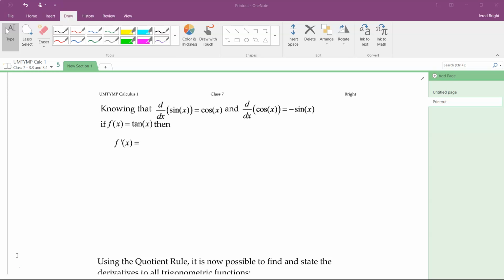For tangent, yes, we can use the limit definition and go through some more pain and agony, or I can be clever. Remember that tangent of x I can write just as sine of x over cosine of x. And I know the derivatives for each one of these, and it's a quotient, so let's use the quotient rule.